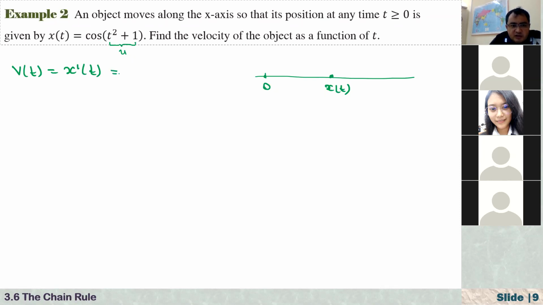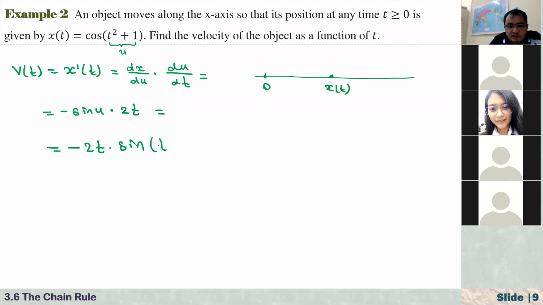So I can write that it is dx with respect to u times du with respect to t, which is equal to the derivative of cosine of u with respect to u, that's minus sine of u, times the derivative of u with respect to t, that's 2t. So it is equal to minus 2t times sine of, what is our u? u is t squared plus 1. So the velocity of the object as a function of t is this function.